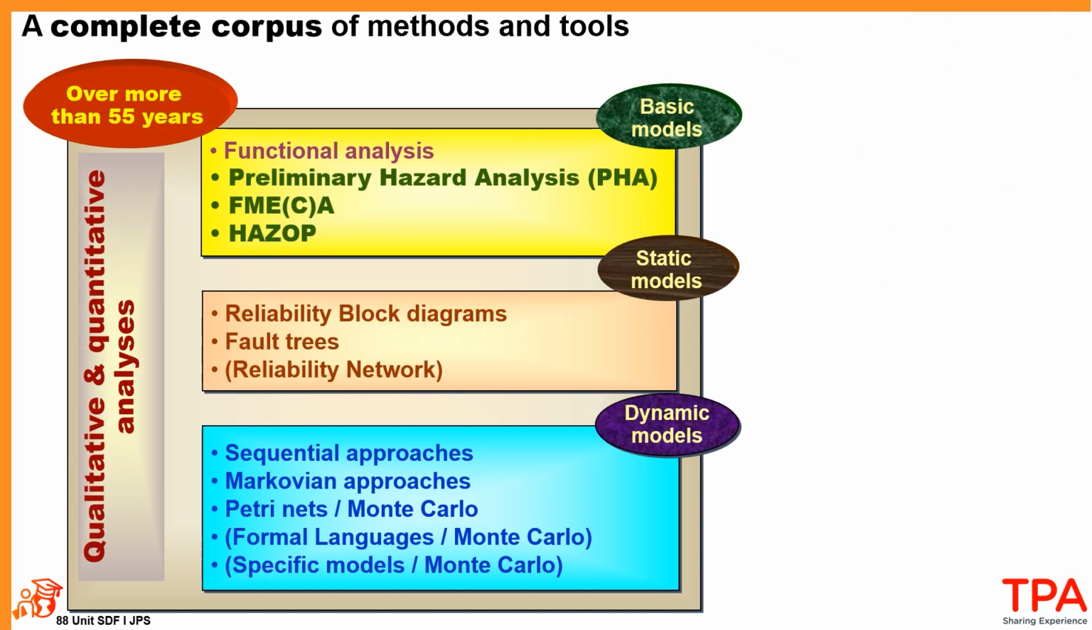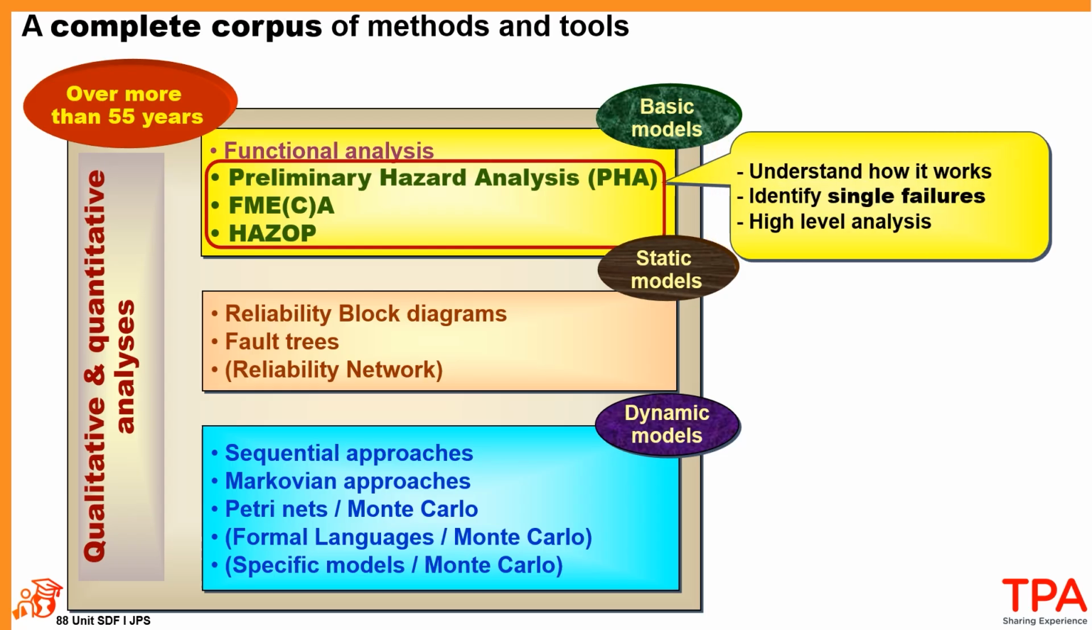Again, we can remember the previous slide presenting the whole corpus of methods and tools, which is divided into three parts: basic, static, and dynamic models. Now we are going to deal with the three primary inductive approaches, which are the preliminary hazard analysis, the failure mode effects and criticality analysis, and the hazard and operability study. The three of them are devoted to dealing with single failures and, as said before, they aim to help the analyst to understand how the system works and to achieve high-level analyses.